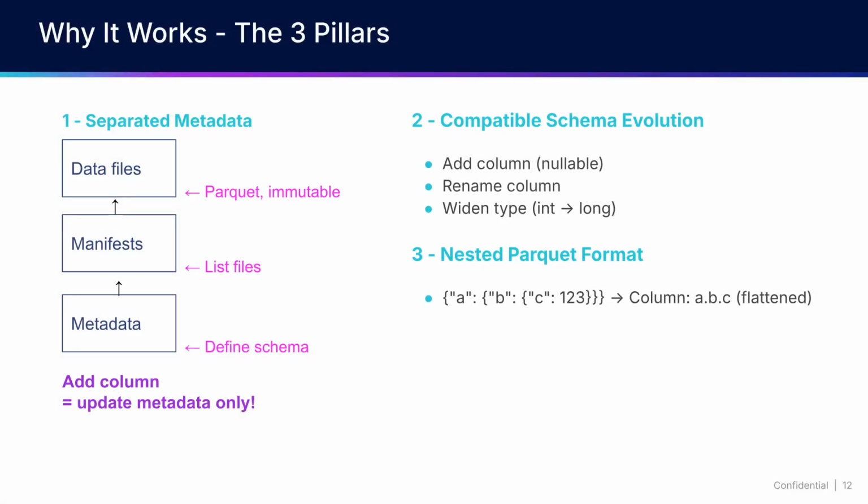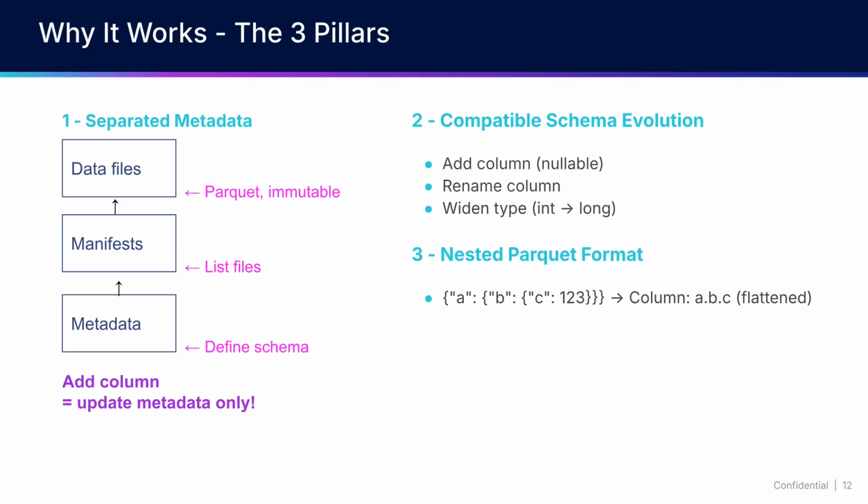3 technical pillars. 1. Separated metadata architecture. Parquet data files are immutable. Manifests list these files, and metadata defines the schema. When we add a column, we only need to update the metadata file. No need to rewrite the data. It's instantaneous.